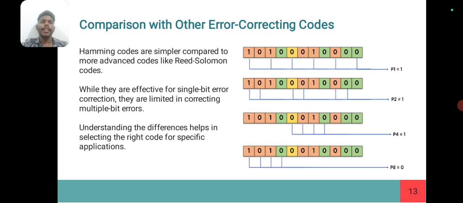Comparison with other error correcting codes. Hamming codes are simpler compared to more advanced codes like Reed-Solomon codes. While they are effective for single bit error correction, they are limited in correcting multiple bit errors. Understanding the differences helps in selecting the right code for a specific application.